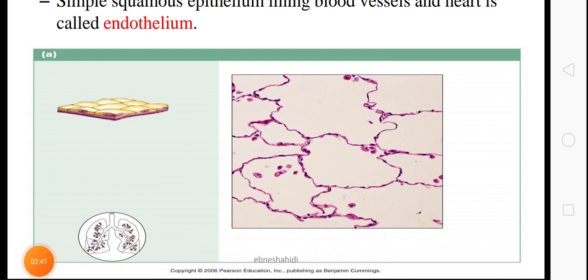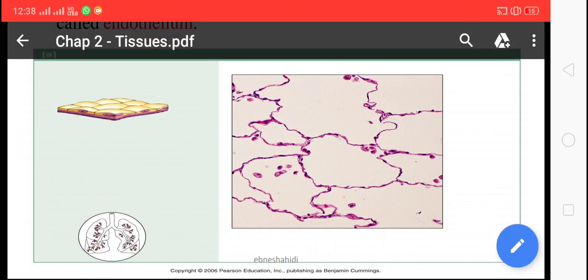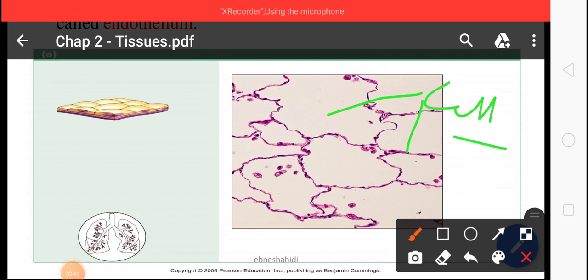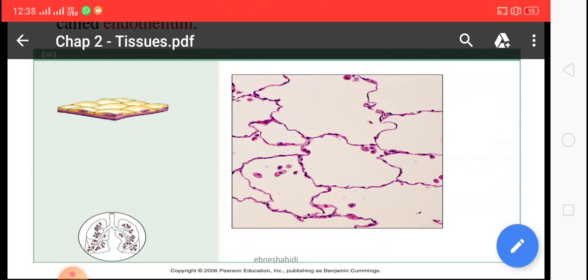You can see here, these are the squamous cells, this is a squamous cell, and this is a nucleus. So what is the difference between stratified and simple? Simple is made up of only a single layer of flat cells, but stratified is composed of more than one layer of squamous cells.